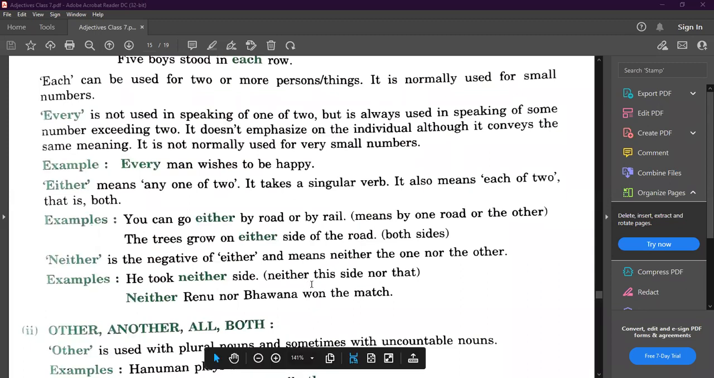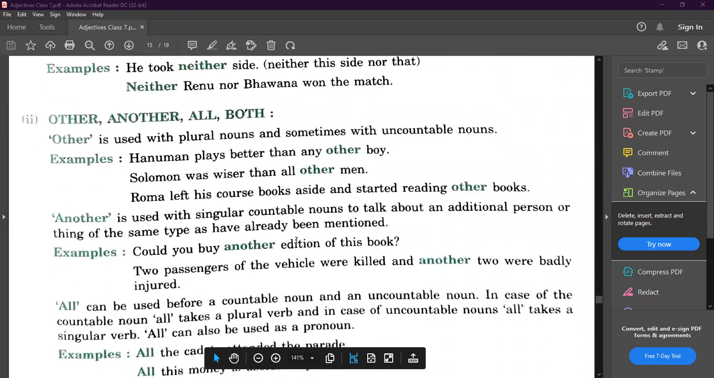Okay. Other, another, all, both. Other plural में uncountables के साथ. Hanuman plays better than other boy. Another is used with singular countable nouns to talk about an additional person or thing of the same type as I have already mentioned. Another. Could you buy another edition of this book?